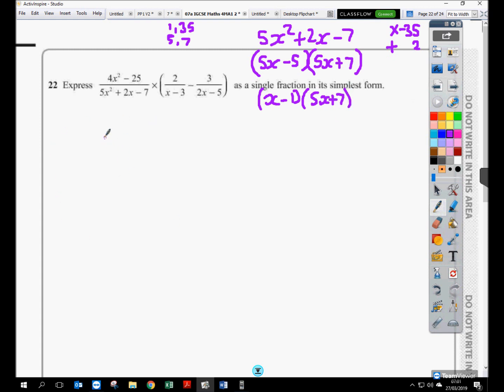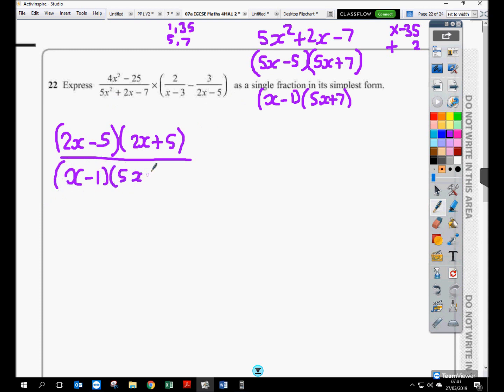Okay, so here we go then. The numerator here is the difference of 2 squares. 4x squared is the square of 2x. 25 is the square of 5. That means the brackets will be 2x plus 5 and 2x minus 5. In the denominator, we've already factorised this one, so we have x minus 1, and we have 5x plus 7.